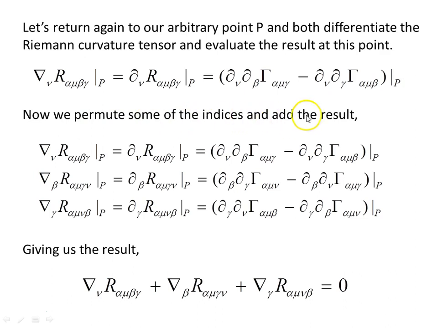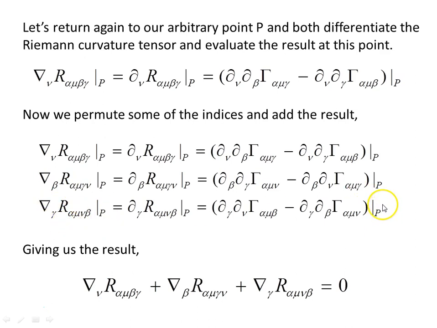Now, we permute some of the indices and add the result. So let's start again, and here's our original object. Here it is, evaluated at the point P, that's what the line there means, evaluated at the point P, and that point P can be arbitrary. All right, let's start permuting indices now. So we start with alpha, mu, beta, gamma, and then we go to alpha, mu, gamma, and the beta over here. See how it's moved about from there to there. Again, evaluated at the point P as this object. And one more time, let's rearrange things.